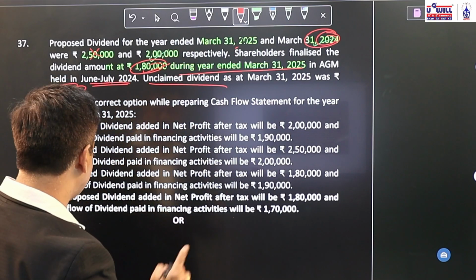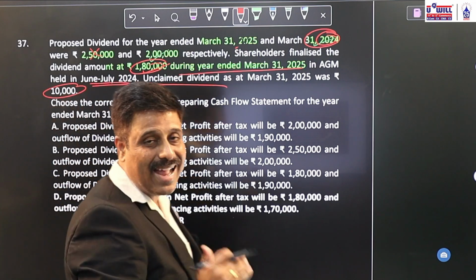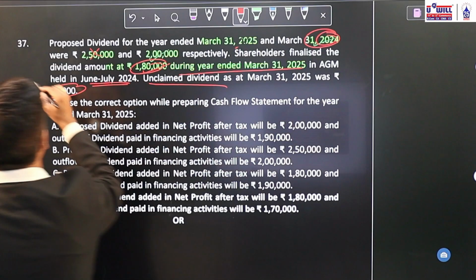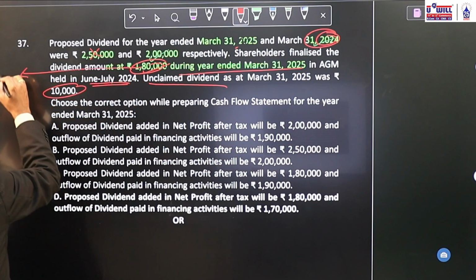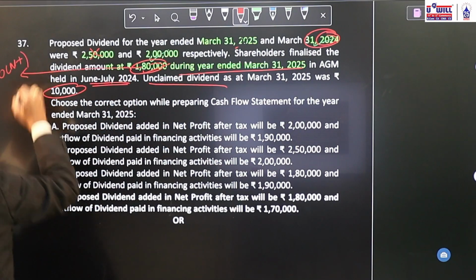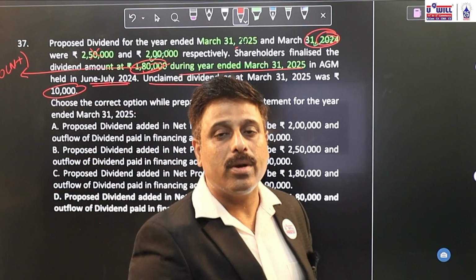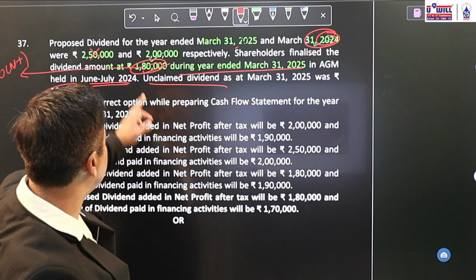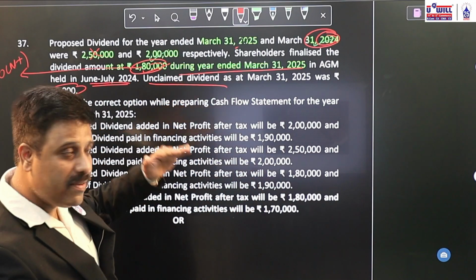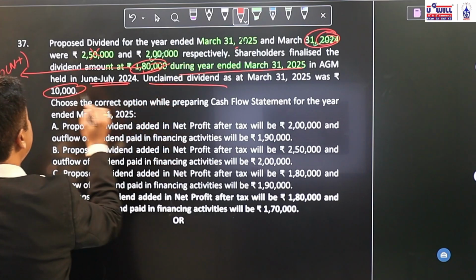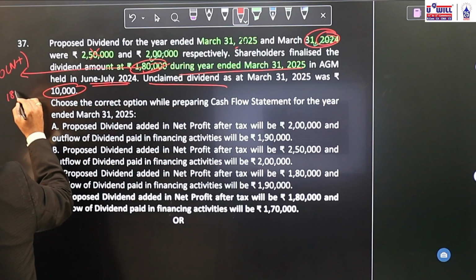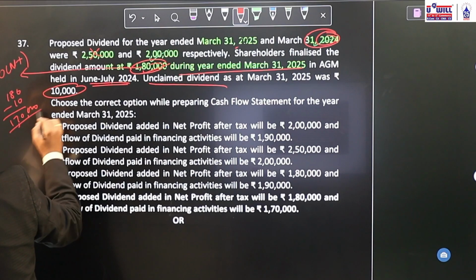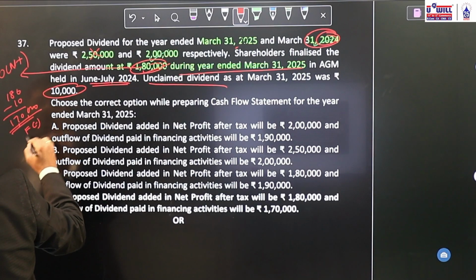Choose the correct option from cash flow statement. Now 1,80,000 company is going to pay, so you will add 1,80,000 in finding operating profits before tax and extraordinary items, the actual dividend which we have to keep aside. And 1,80,000 minus 10,000, 1,70,000 is paid. That will be taken as financing activities outflow.